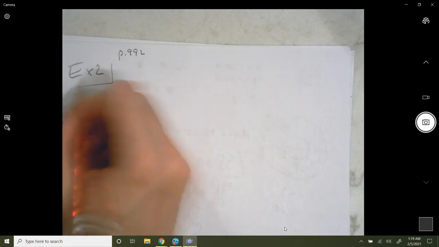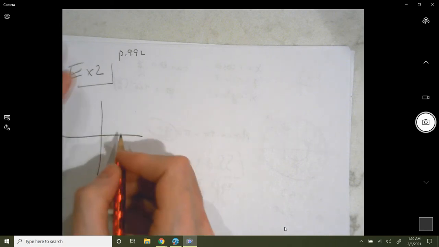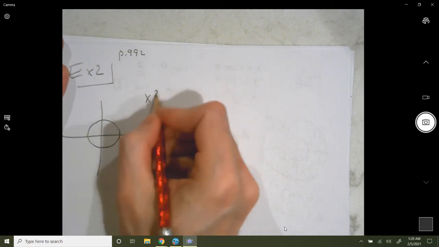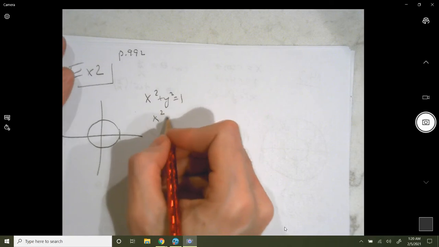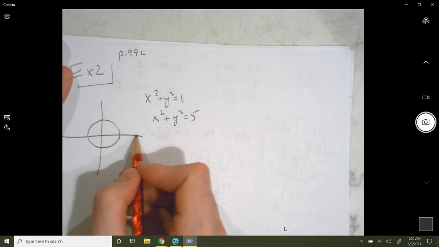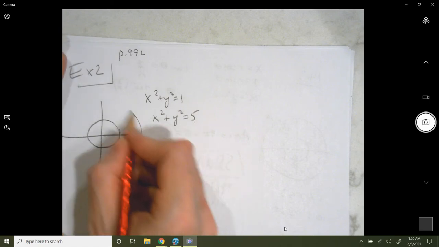And example 2 says we actually have a ring, a region that looks a lot similar to the one that we just did. Okay, so you've got a circle with a radius of 1, which is x squared plus y squared is equal to 1. And then you've got a circle with a radius of rad 5. X squared plus y squared equals 5. So the radius would be rad 5, which is a little more than 2. So I'll just put it above here.